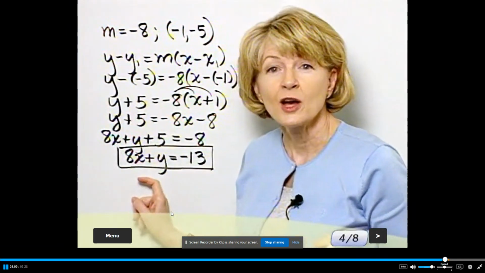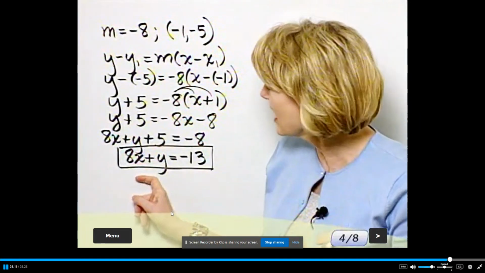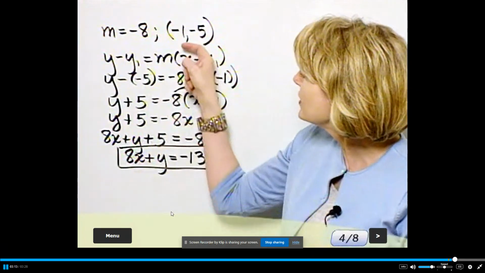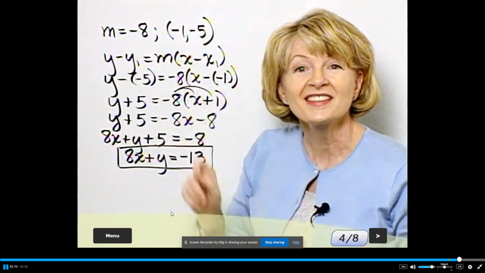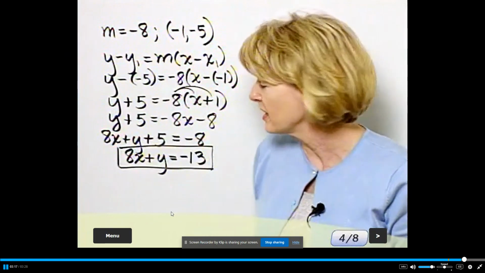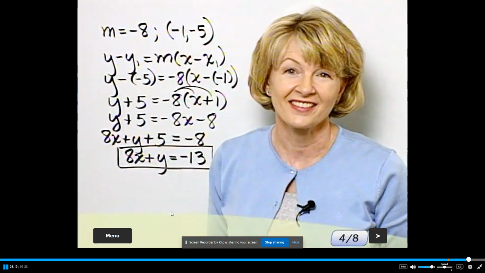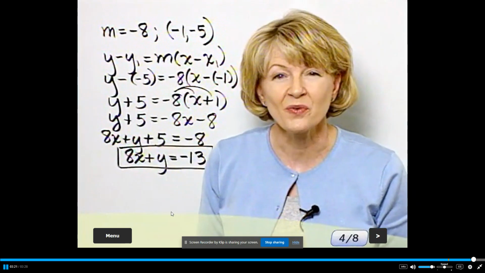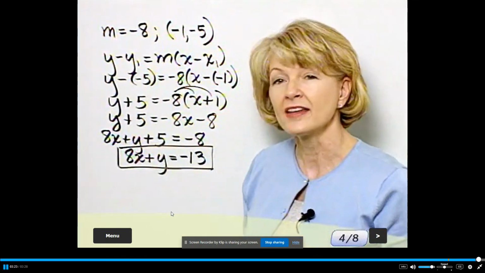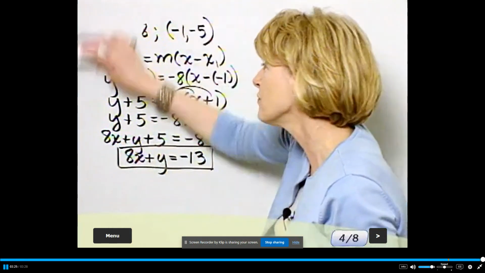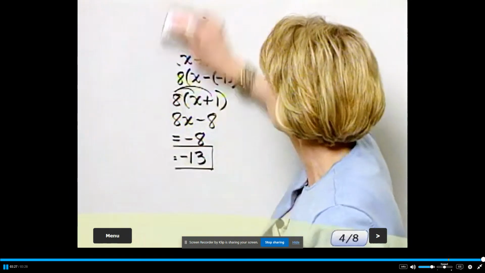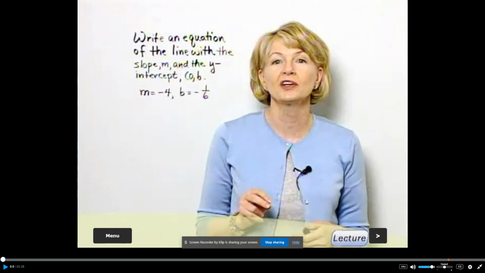Now, you can check, but the slope of this line is -8, and you can also check that this is an ordered pair solution of this line. So I've used the point-slope form. Let's do it again, but looking at something in a different format. Let's do objective 4.